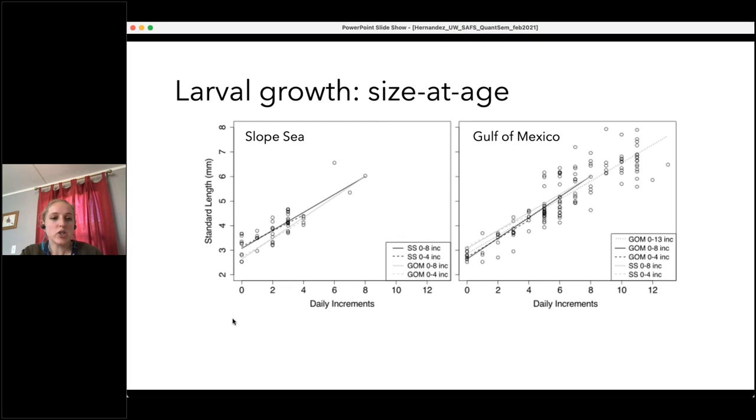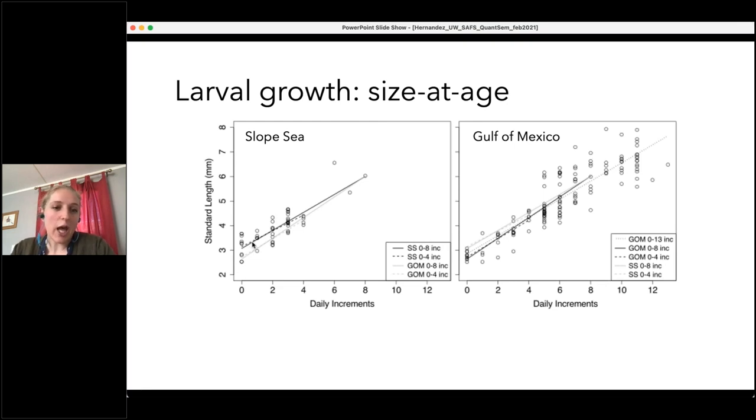So first I'm showing you size at age, which is similar to what I showed you before. Daily increments are on the x-axis and the standard length of the larvae is on the y-axis. Each dot represents one larva. The black lines are fit to the data in this panel, and the gray lines are the fits from this panel. And likewise, the Gulf of Mexico has the slope sea lines plotted in gray. So you might notice that there's more data from the Gulf of Mexico, and that is telling you that systematic sampling is really great and we need more data.